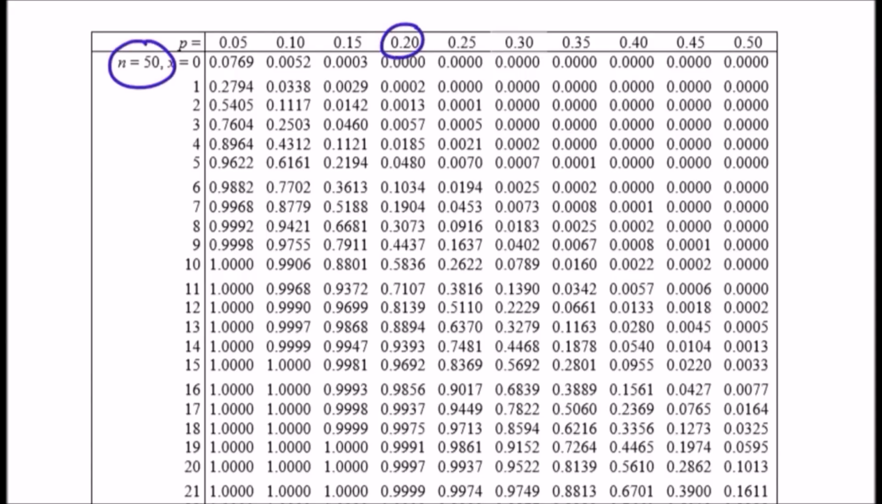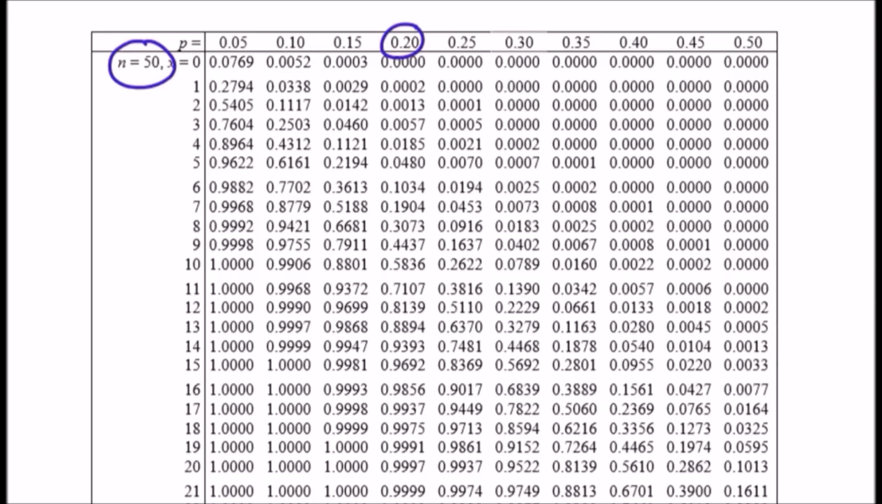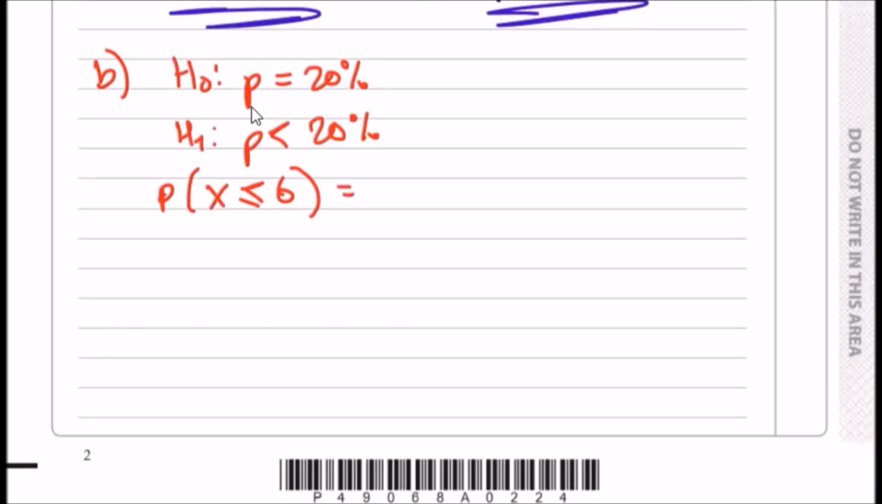So let's change to red. Okay, so when x equals 6, this would be the probability X is less than or equal to 6, and we should get exactly 0.1034. Okay, let's write this down. 0.1034.